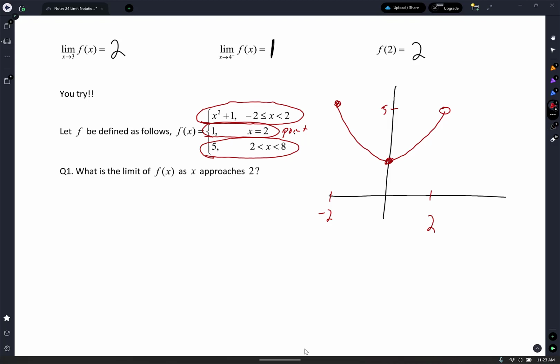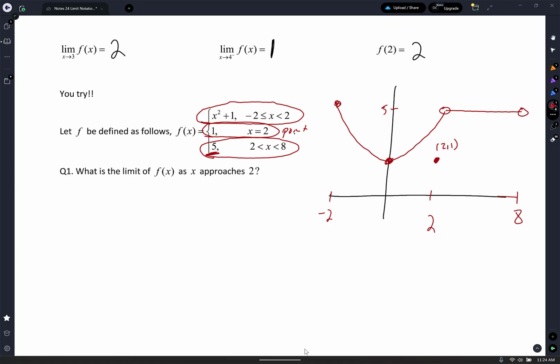Next. We'll be fine. At x equals 2, the y value is 1. So I'm going to put a point at 2, 1. Next, between 2 and 8, my y values are always what? 5. So I'm going to say 8 is way over here. And look, it looks like this. Open circle at 8. Do you see how we did it?